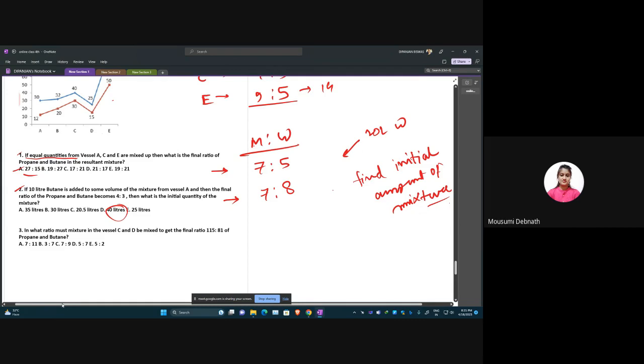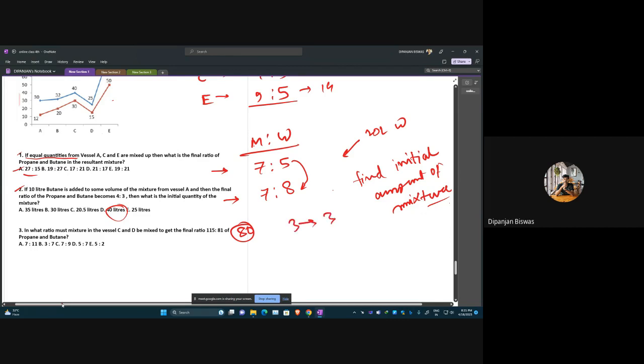So 80. Yes, 80 is the correct answer. As you can see, the milk is not changing in both the ratios. So you don't have to equate it. You just can directly proceed. So there is an increment of 3 in water. From 5, it is increased to 8. Sorry, from 5 to 8, so there is an increment of 3.